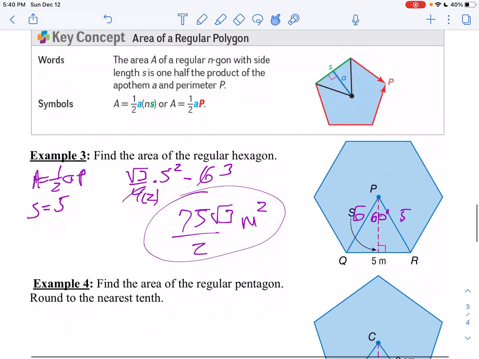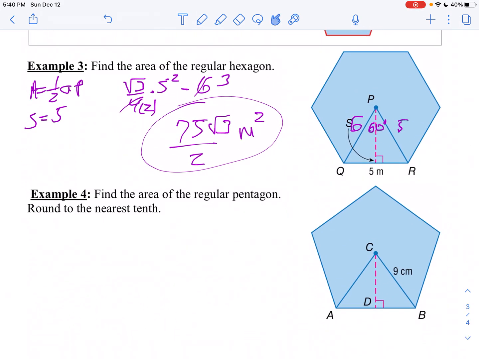Now, what happens if it's not a hexagon? It's a pentagon. Or in this case, notice on example 4, they didn't give me the side length or the apothem. So what do we do? Well, this is where everything comes back into play. So I know the formula is A equals 1/2 AP. So I need to solve for A and P.